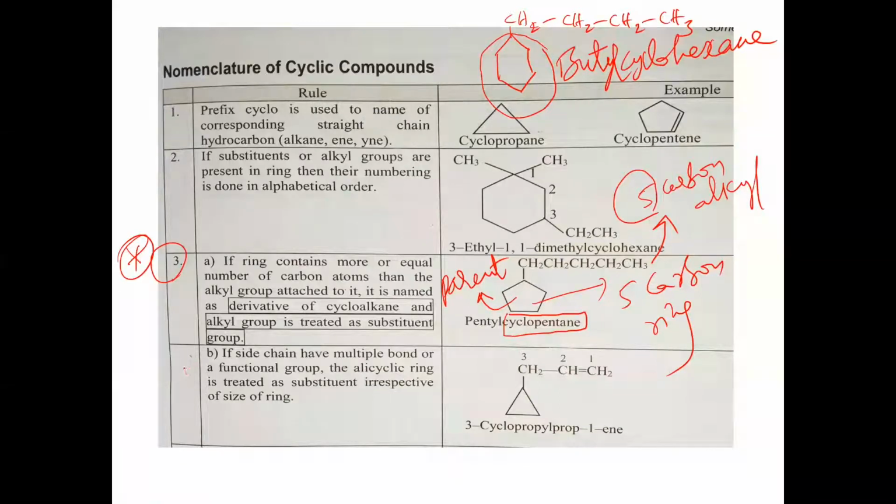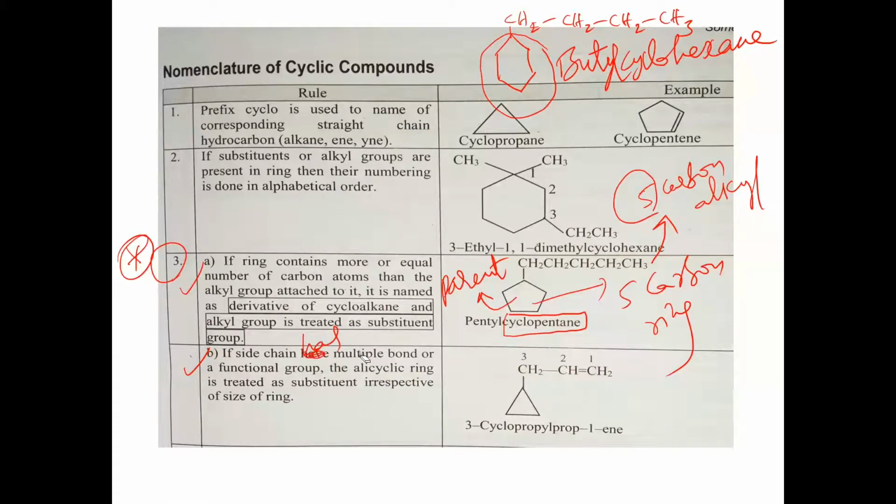Next. Now another. In this again we have rule A, rule B. Suppose what is given here: if the side chain has a multiple bond or a functional group.